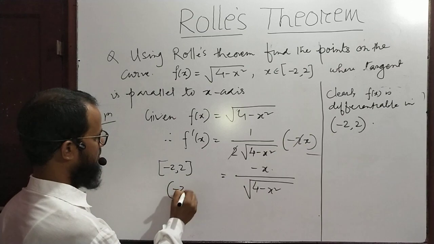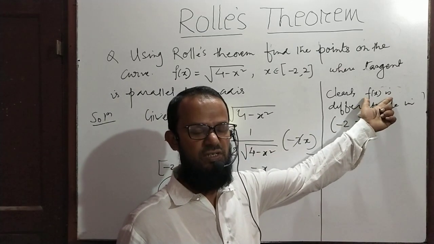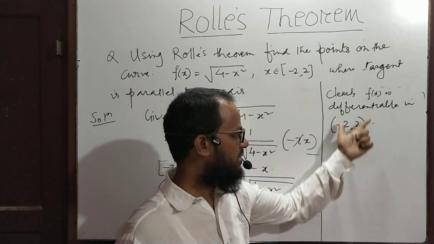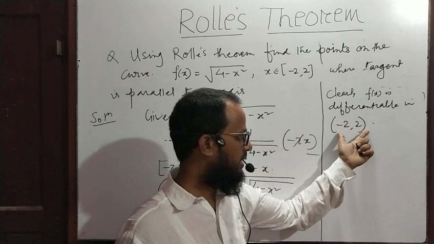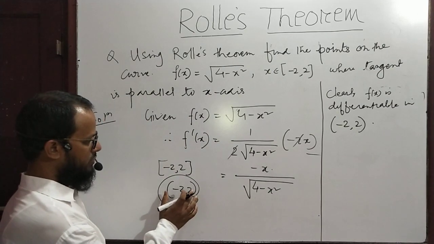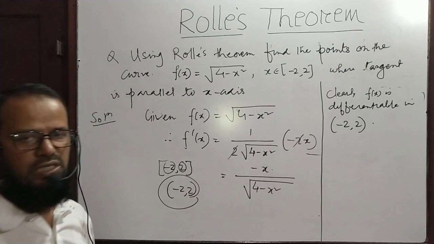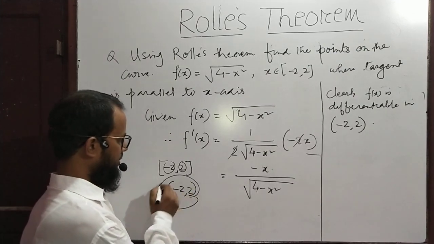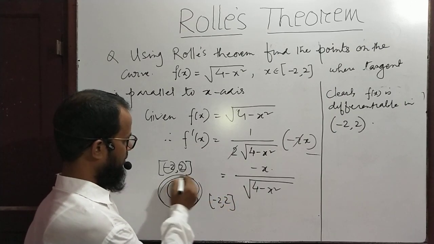Since it is already continuous in the open interval, from the definition that if a function is differentiable at a point then it is continuous at that point. Since it is differentiable in the open interval minus 2 to 2, it is continuous in this open interval. So our main aim is to show that at the end point minus 2 and at the end point 2 whether the function is continuous or not. If it is continuous, then we can conclude that the function is continuous in the closed interval. Already it is continuous in the open interval.